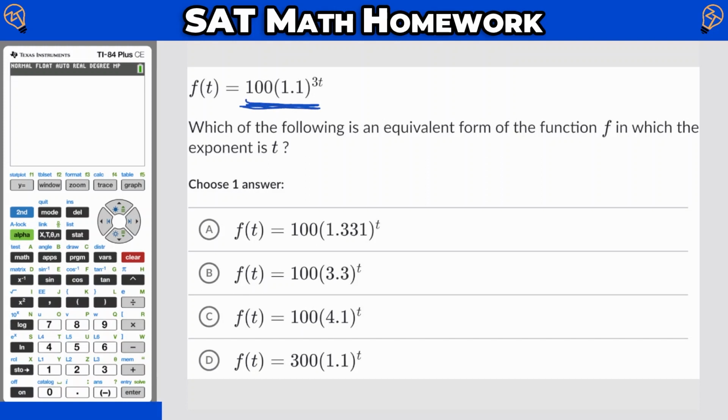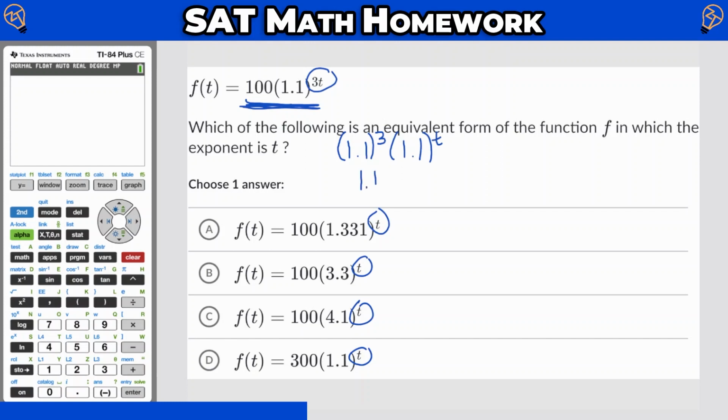Now the biggest difference is all of these have an exponent of just t instead of 3t. So we have to figure out how are we going to rewrite that 1.1 to the 3t so that it's instead to the t power. Now when talking about properties of exponents, there's really two things that would come to my mind as far as ways I could rewrite it. Would I either rewrite it like this so that one of them is to the t power, or would I have to rewrite it more like this?